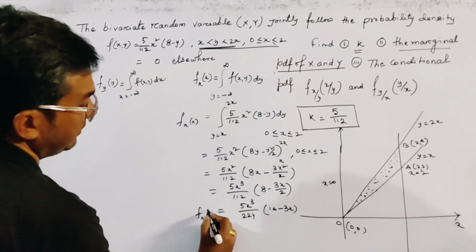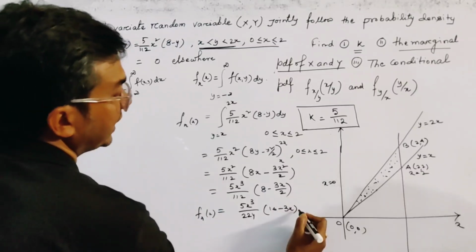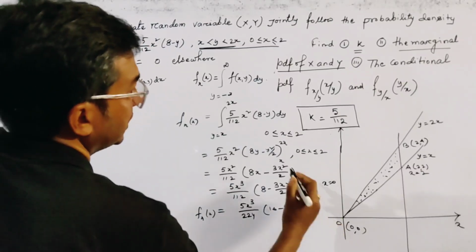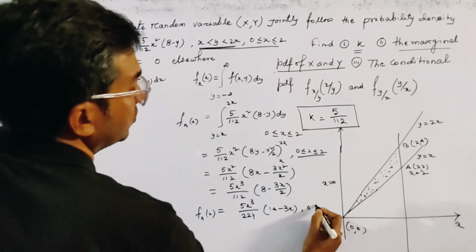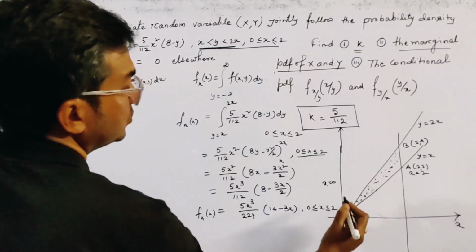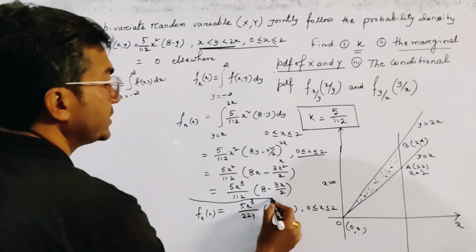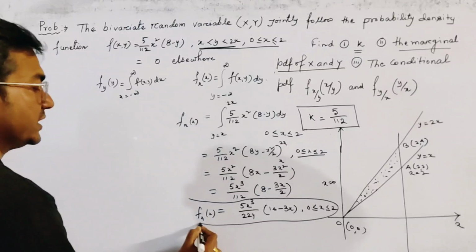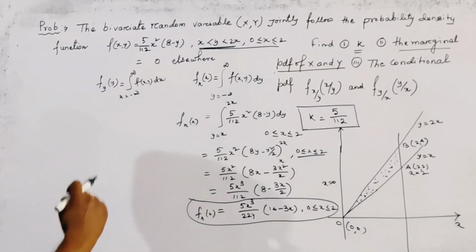This is given by f_X(x), and the range of x or the spectrum of x is 0 ≤ x ≤ 2. Okay, so we get f_X(x), that is the marginal PDF of x.